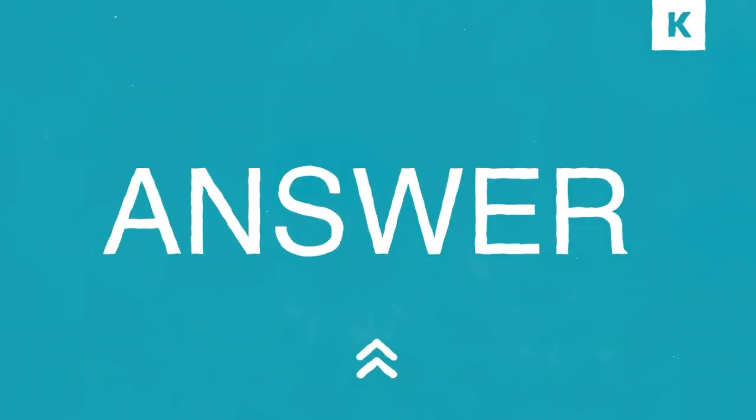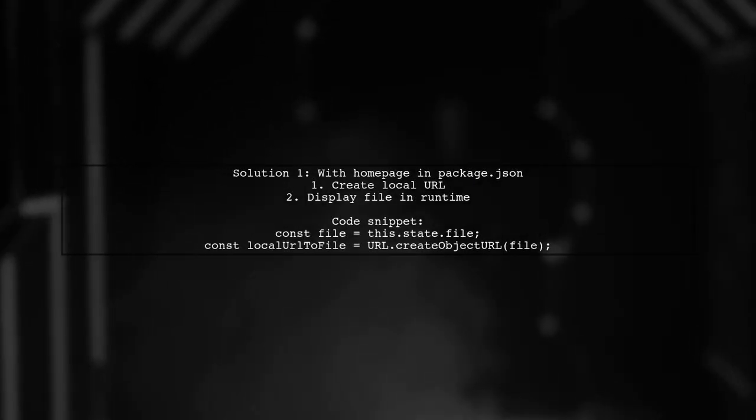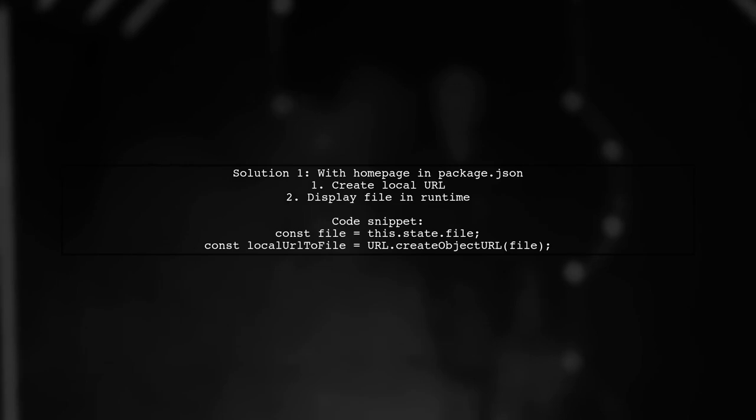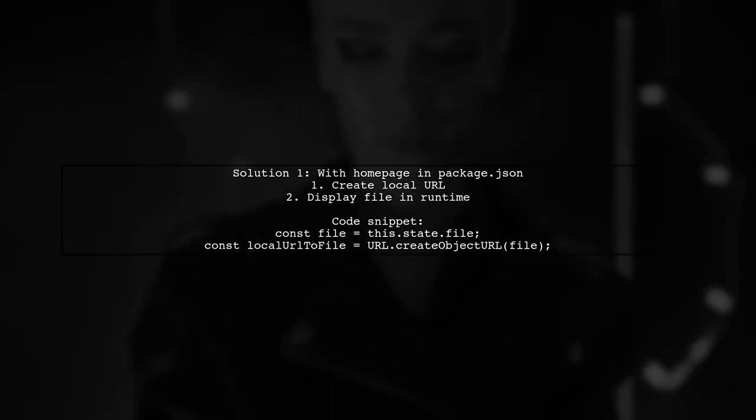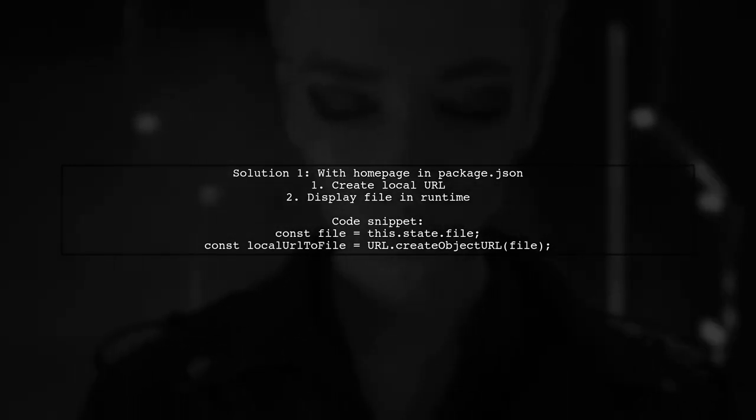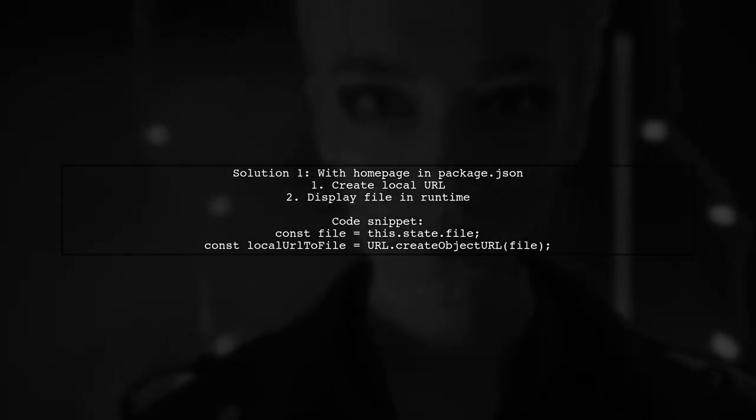Let's now look at another user-suggested answer. To get a file or blob from a URL in JavaScript, if you have a home page in your package.json, you can create a local URL using url.createObjectURL. This allows you to display the file during runtime.